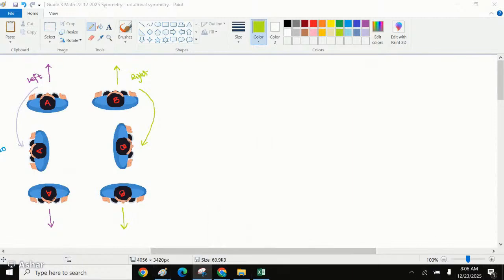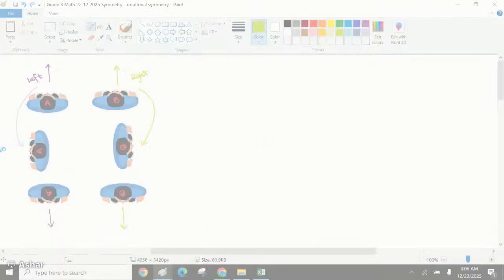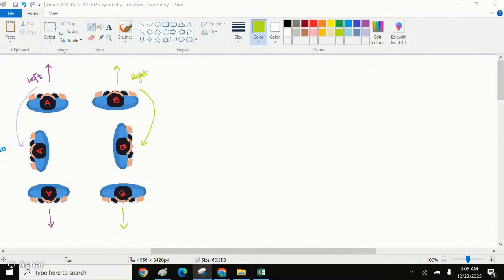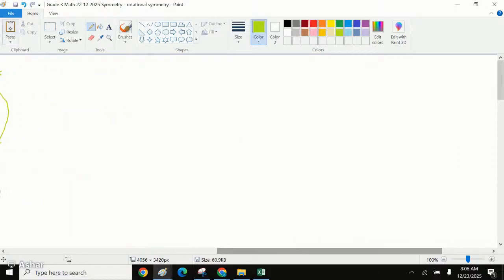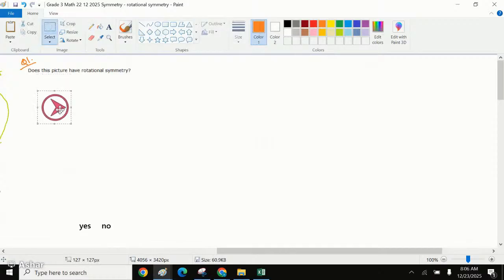Okay, let's see in the questions. What we can do is, the question says we have two options for this, yes or no. So let's see what our answer can be. For the first question, we'll pick either a yes or we will pick either a no. Question number 1 says, does this picture have a rotational symmetry?